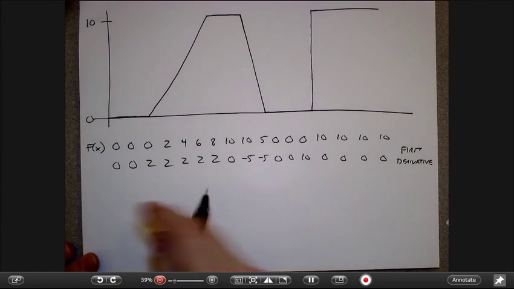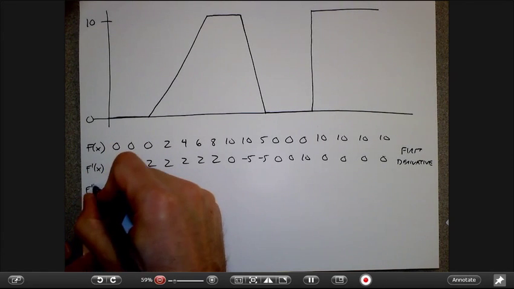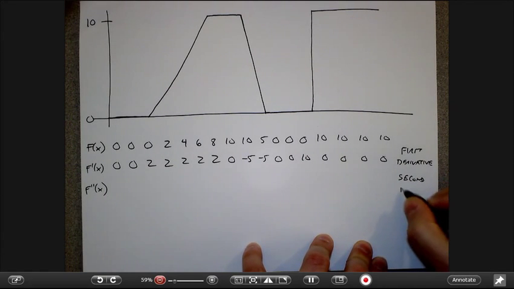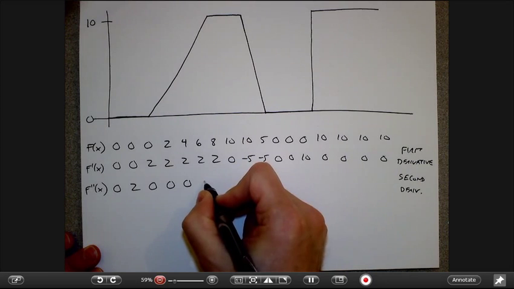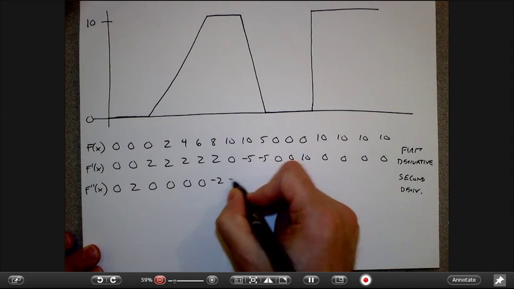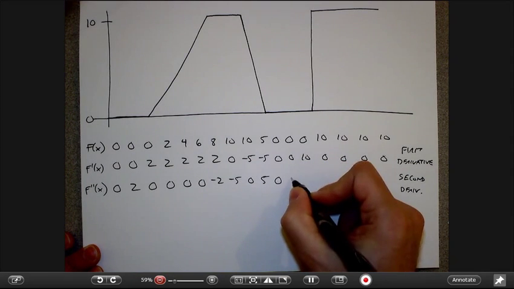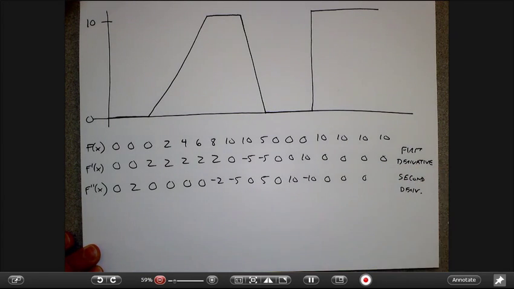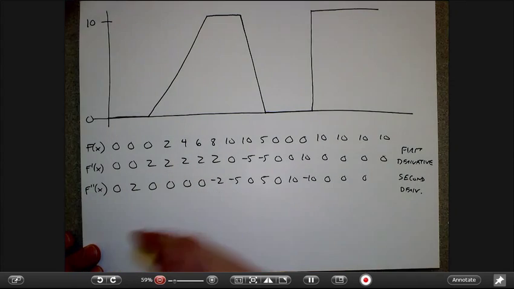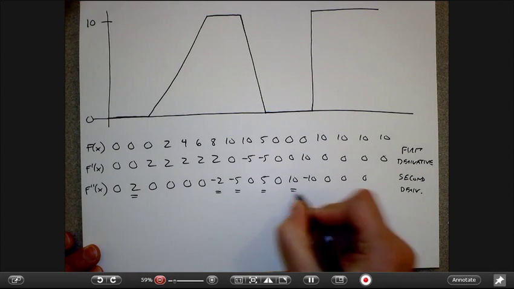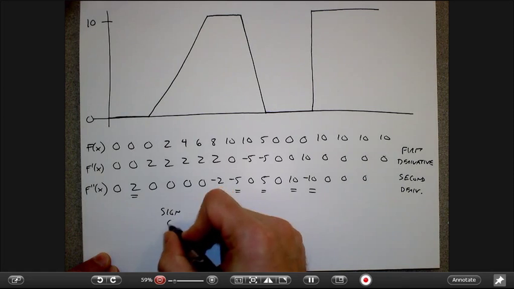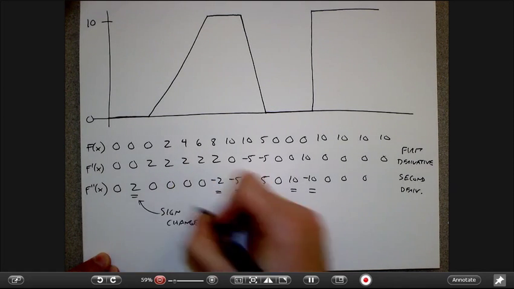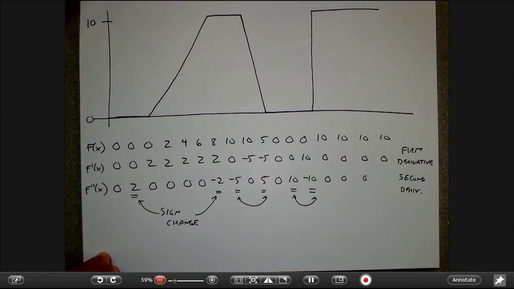So the other thing I could do is take the second derivative. A second derivative is going to do the same thing, so now I take the differences of these values. I get 0, 2, 0, 0, 0, 0, minus 2, minus 5, 0, 5, 0, 10, minus 10, 0, 0, 0. If I take the second derivative, I'm only going to find large values at the onset and offset of the edge. And I also observe a sign change, so here this goes from positive to negative. So both the first derivative and the second derivative can help me find edges in images.